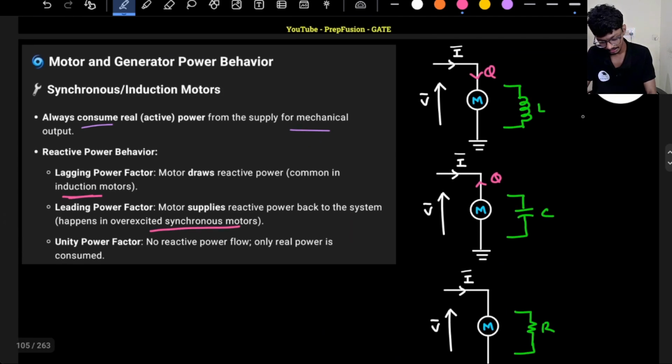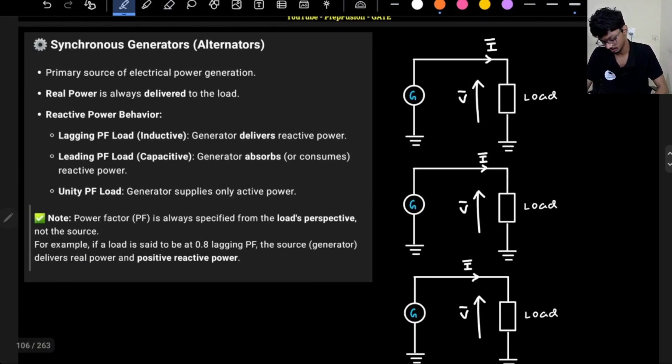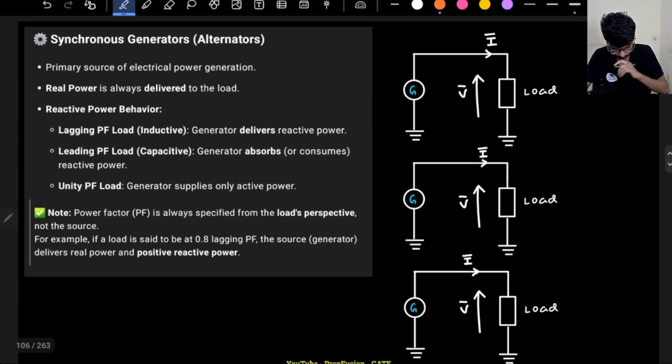So what will be the phase difference between the voltage and current here? As it is lagging, the current will lag the voltage. Here it is leading, so the current will lead. And here both of them are in the same phase, so both of them operate at unity power factor.